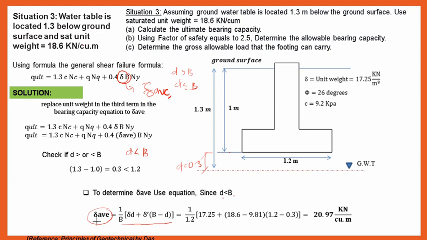Okay? And if our D is less than B, we will use this equation to solve for the unit weight na average. So, given 1 over B, 1.2, yung dry unit weight. So, dry unit weight natin is 17.25. Ito yung dry unit weight natin. Kasi wala tayong water table dito sa taas. Plus, yung ating effective unit weight, yung gamma prime, that is 18.6 minus 9.81 multiplied by the B. Ito yun, 1.2 minus yung D, this is 0.3. So, makukuha natin unit weight average is equal to 20.97. Okay?